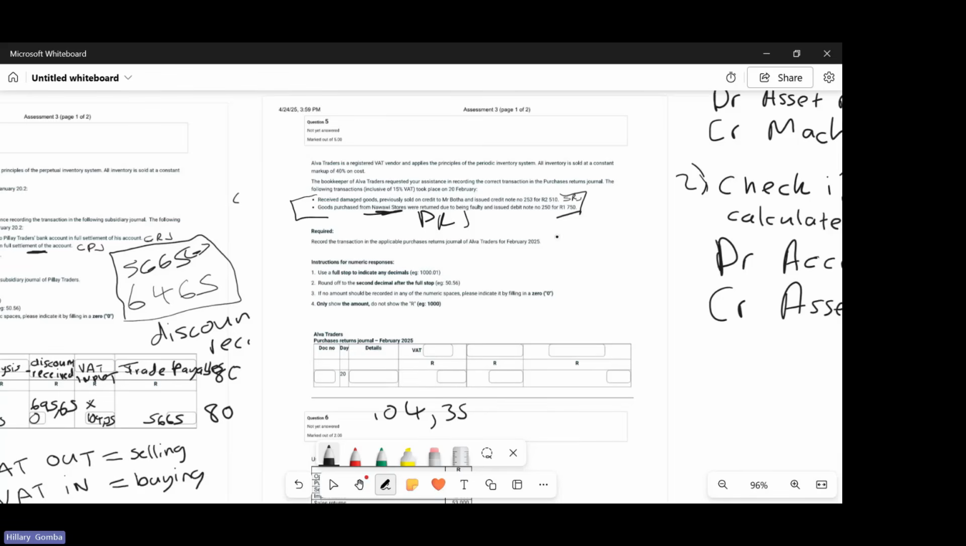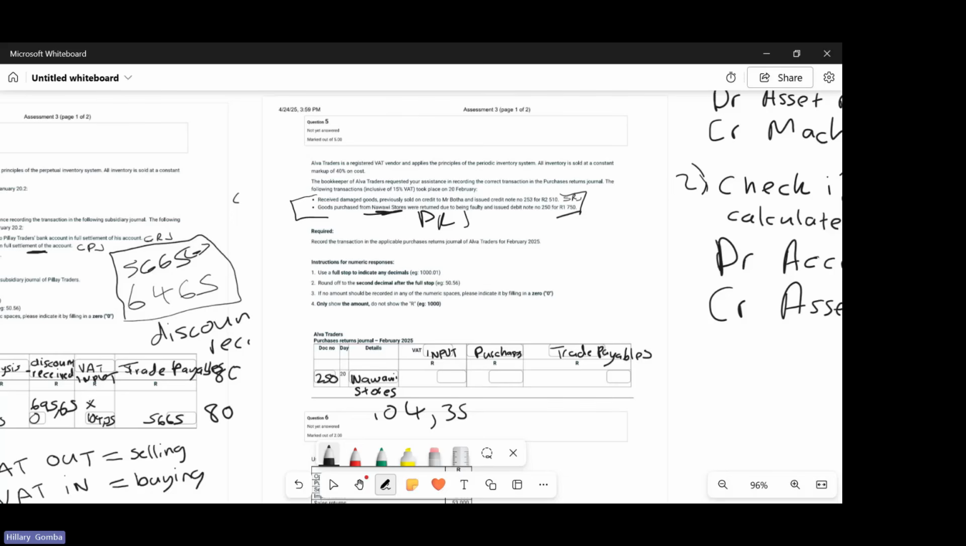And they told you it's document number 250. So you come to your purchases returns journal, you record document number 250, details the account, it's Nawawi Stores. VAT, it will be VAT input because it's purchases. And then here you have your purchases. And then here you have your trade payables.